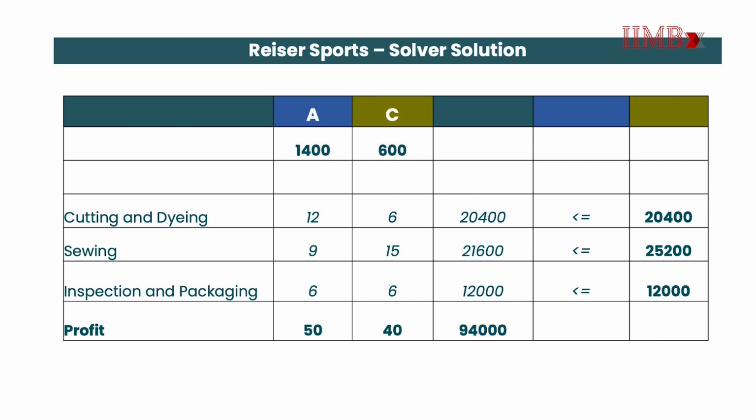Now, how did Solver solve this problem? Did it use the graph? No, it did not use the graph. It cannot use the graph because let's say if you had 10 decision variables, there is no graph to look at. What the Solver did was it used the simplex algorithm. We will try to see what the simplex algorithm does.